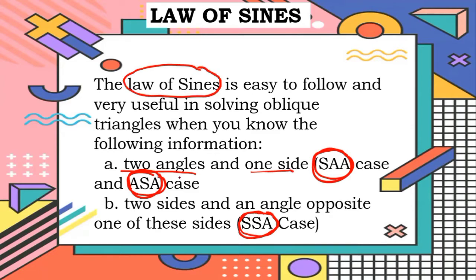So our given must be two angles and one side, or two sides and one angle. Alright? It is impossible to solve the measurement of a side of a triangle if the given are three angles only, or it is impossible to solve the measurement of an angle if the given are all three sides only. It must be a combination of a side and an angle. The given must be a combination of at least one side and two angles, or two sides and one angle.